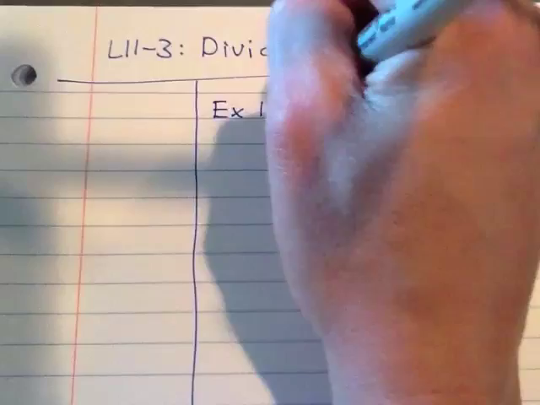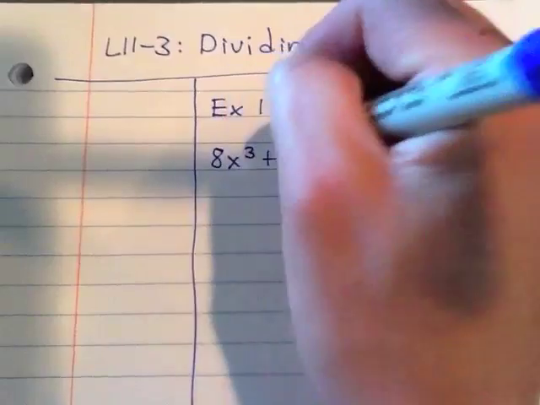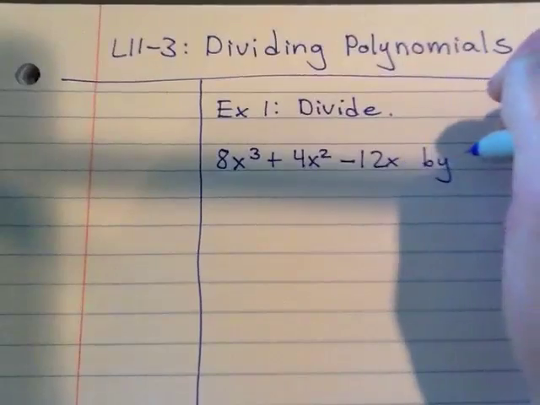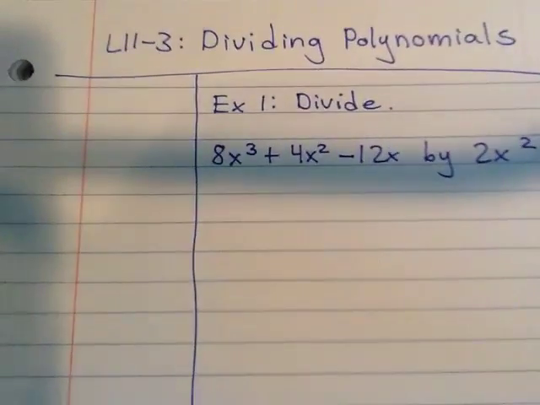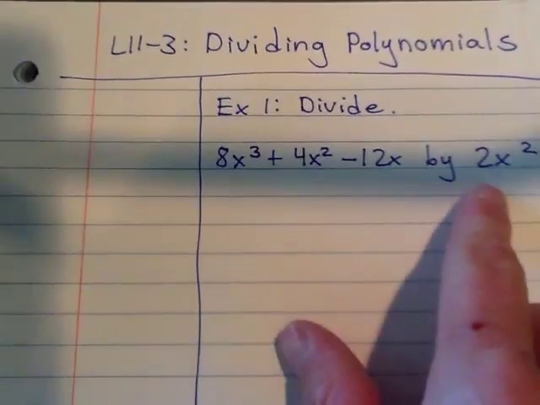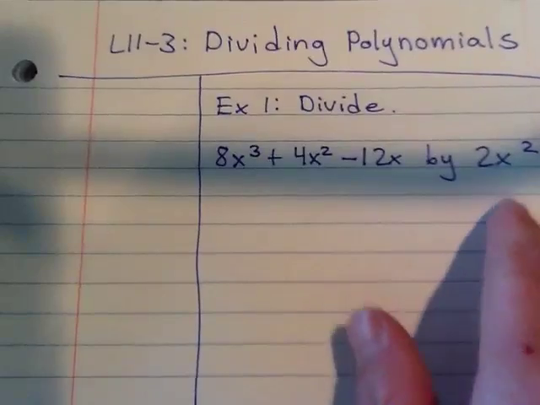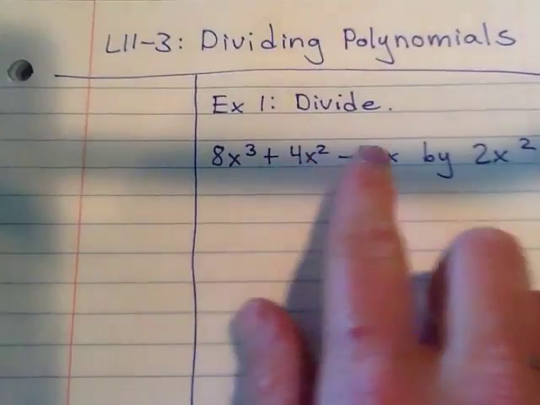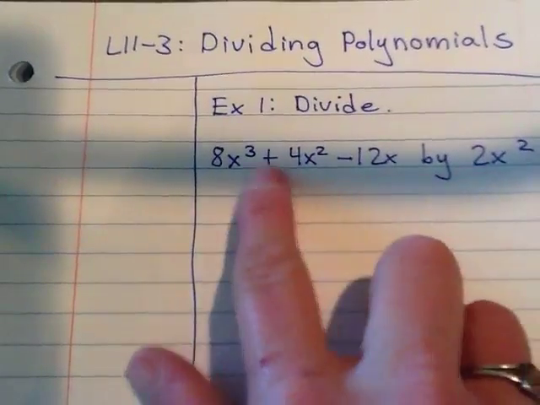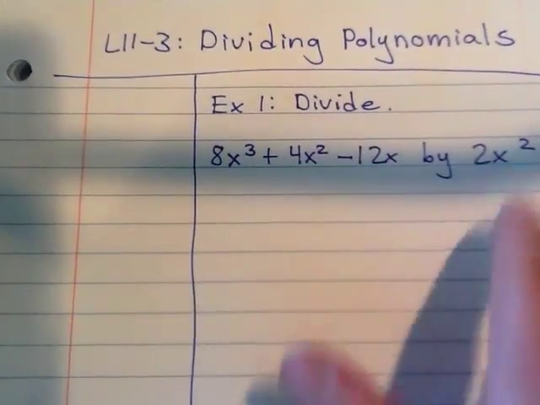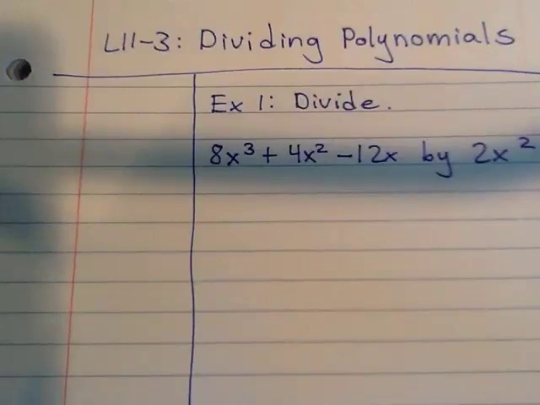Example 1 says to divide 8x cubed plus 4x squared, subtracting 12x, by 2x squared. So in this case, you just have a polynomial, it's not a fraction, and then divided by a monomial. All you're going to do when you have that is, and you did this in chapter 7, you're just dividing each term. You're simplifying each term individually by 2x squared. So you're going to look at this term, the second term, and the third term each, and rewrite them all as a fraction being divided by 2x squared.